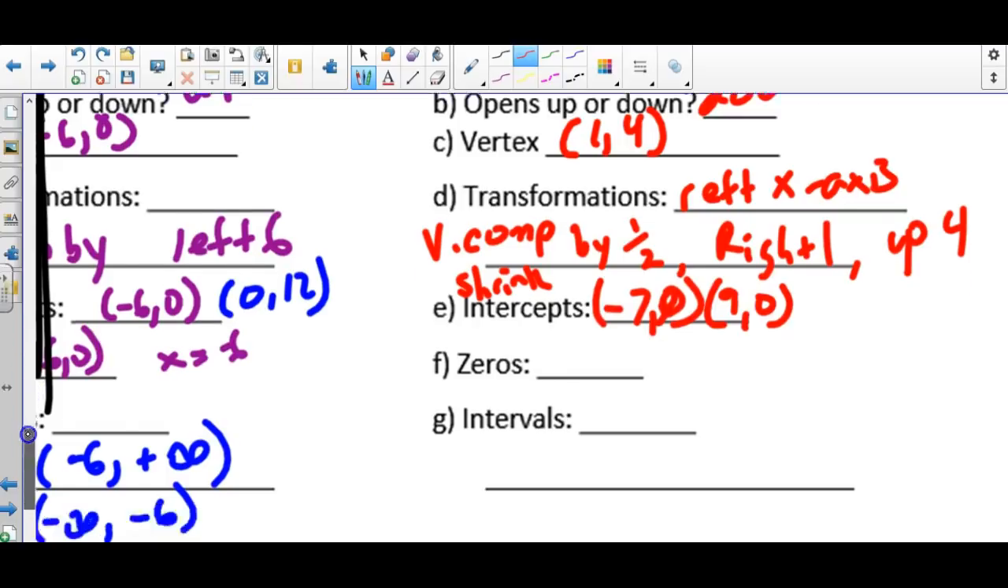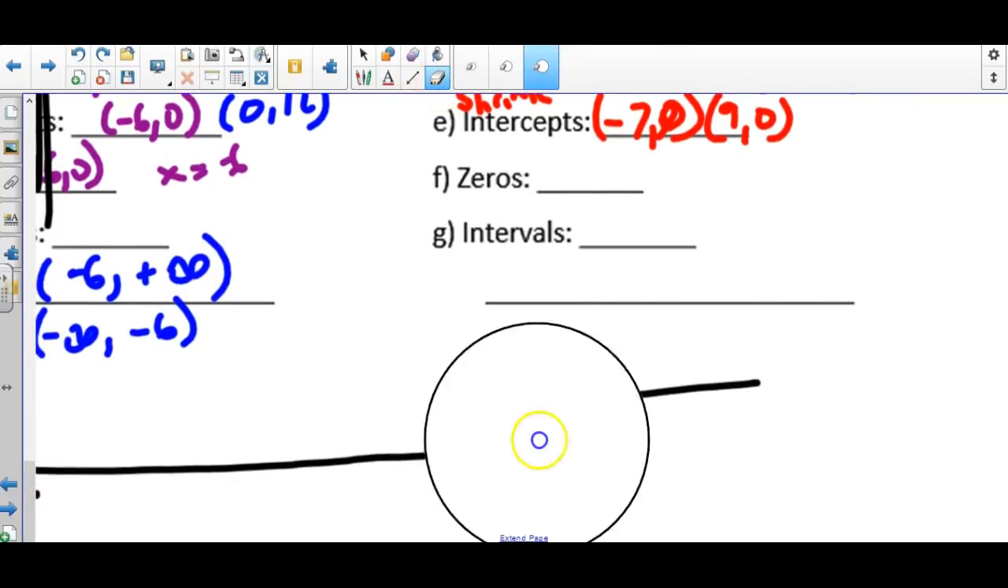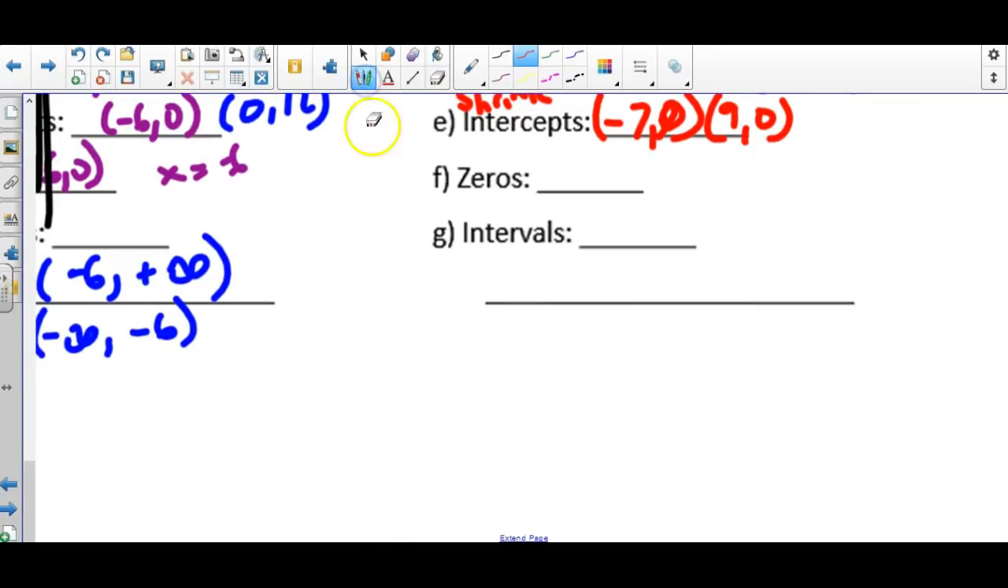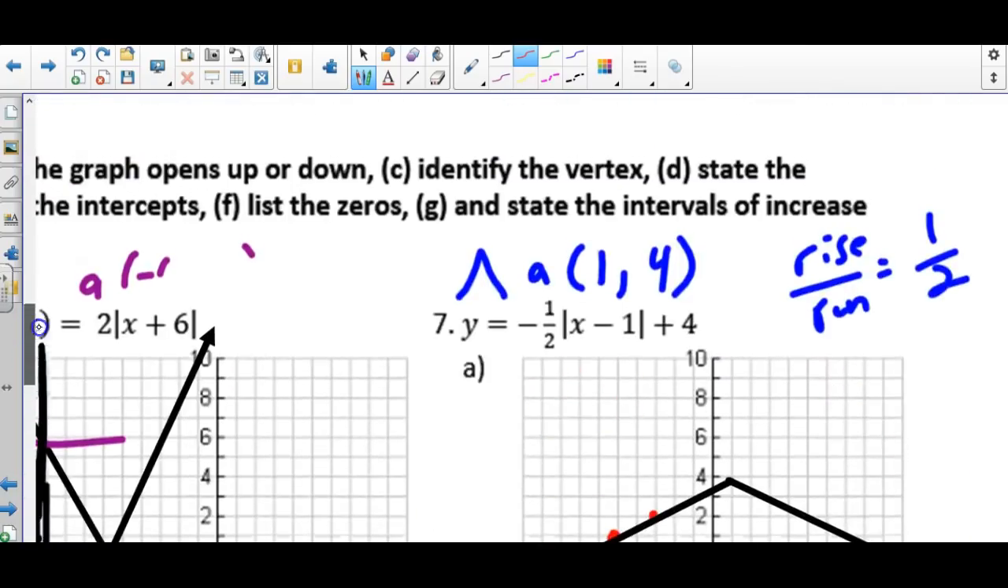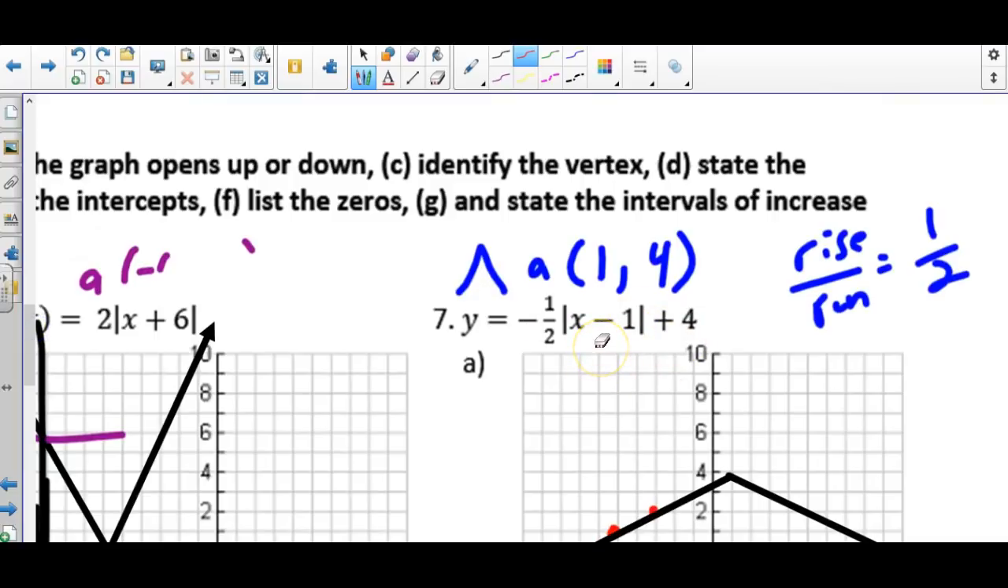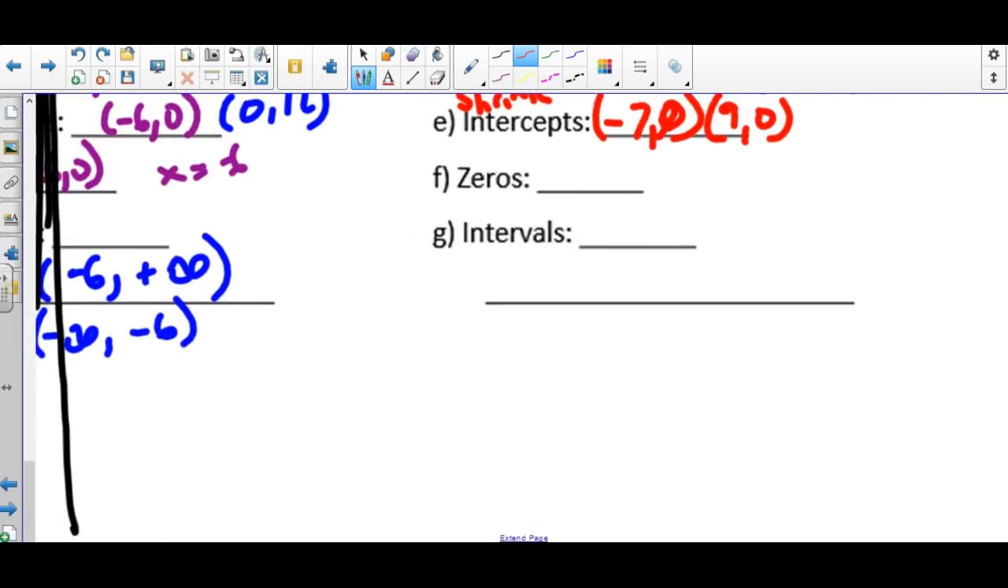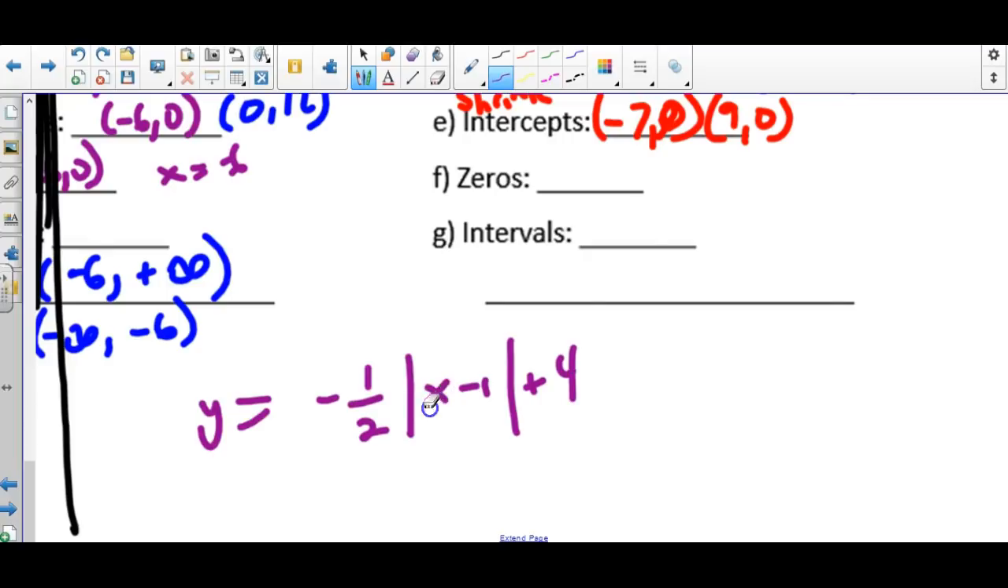Now for the y-intercept, let me go down here where there's some white space to address that. Remember with the y-intercept, what you have to do is make x 0. So here's the equation: -1/2 times the absolute value of x minus 1 plus 4. Well, to find the y-intercept, you make x 0. So we know that x is going to be 0, so I make that 0.